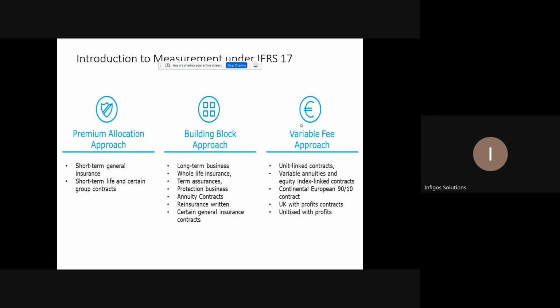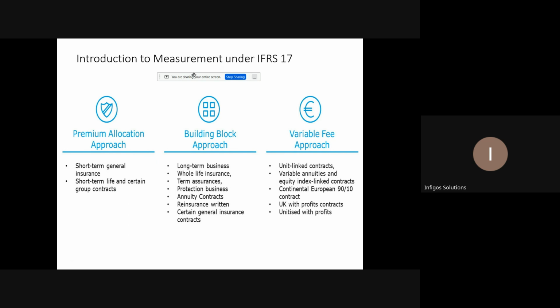So there are three approaches which basically are there in IFRS 17: premium allocation approach, building block approach, variable fee approach. So premium allocation approach is for short-term contract, or it can apply for the general contract, but they don't differ in calculation much from the building block approach. If they are more than 1 year, it's building block; normally it's for 1 year, the premium allocation approach.